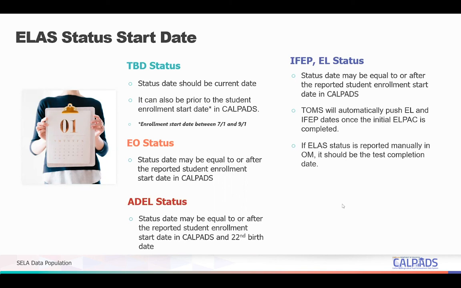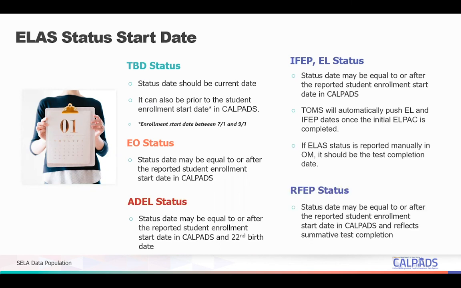start date in CalPADS. It is important to note that TOMS will automatically push EL and IFEP dates once the initial LPAC is completed. However, if an LEA decides to report the ELAS status in CalPADS manually through online maintenance, it should be the test completion date. For RFEP status, this should be the date that is equal to or after the reported student enrollment start date and reflects the summative test completion date.